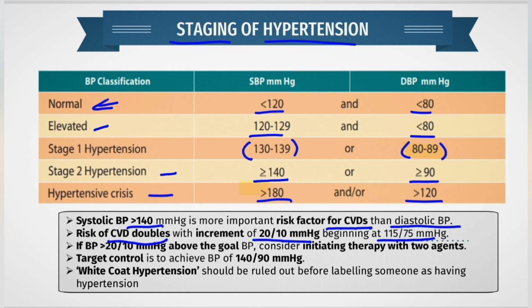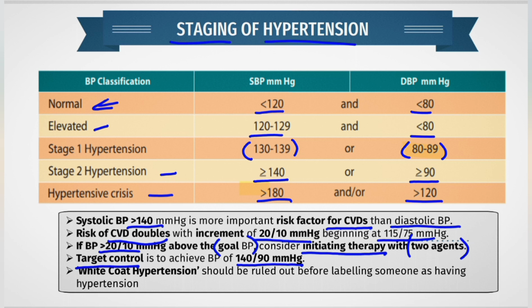If the BP rises more than 20/10 mmHg, meaning 20 in systolic and 10 in diastolic, above the goal BP, and the goal or target BP is considered to be 140/90 mmHg, then in that condition we need to initiate therapy with two antihypertensive agents.